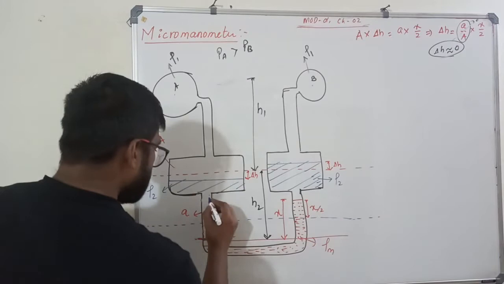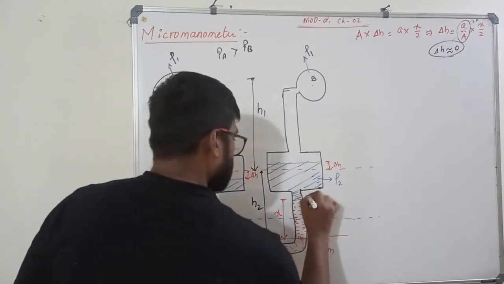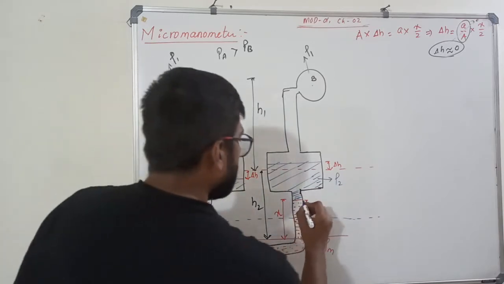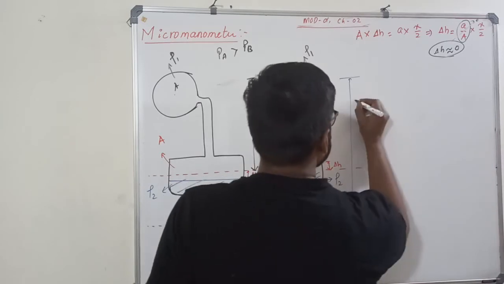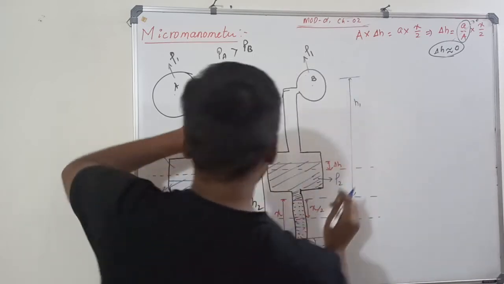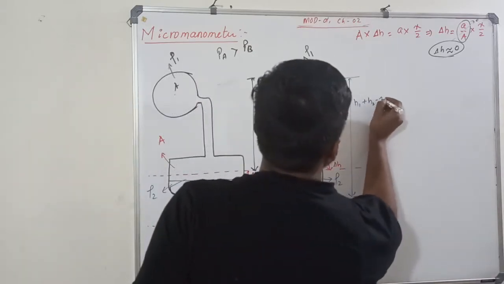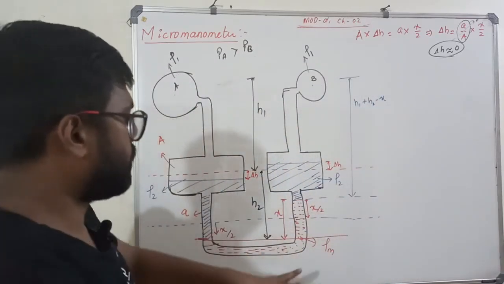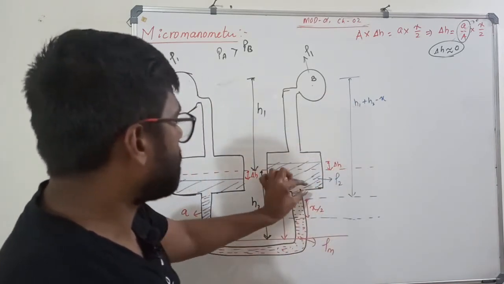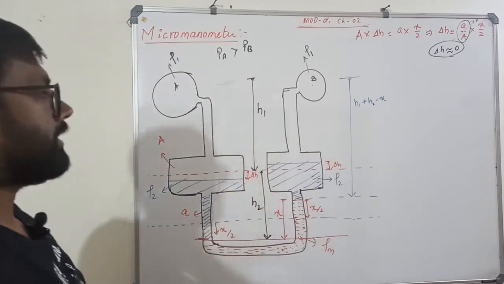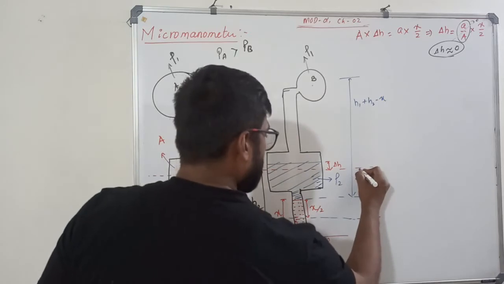Now we can complete the diagram also. This is the fluid which came up to this. So how much is the depth? This depth is H1. Plus H2 minus X. This is your depth. Okay? This is H1. This much is H2 minus X is your this distance. Understood? Very good.